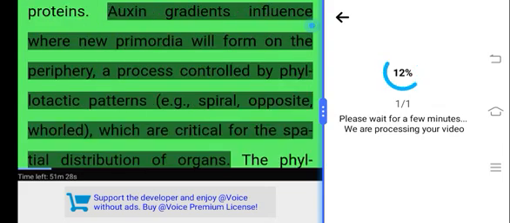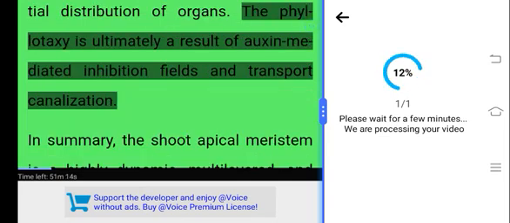Auxin gradients influence where new primordia will form on the periphery, a process controlled by phyllotactic patterns, e.g., spiral, opposite, whorl, which are critical for the spatial distribution of organs. Phyllotaxy is ultimately a result of auxin-mediated inhibition fields and transport canalization.